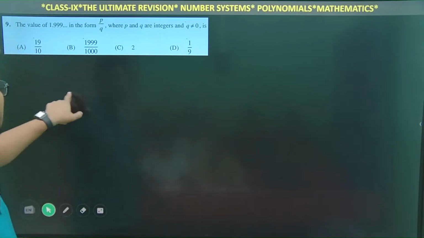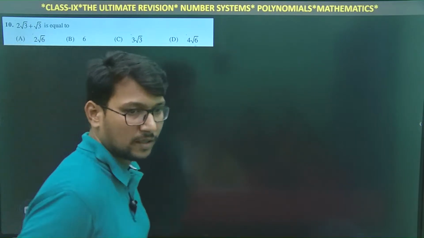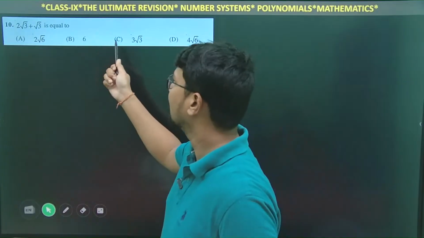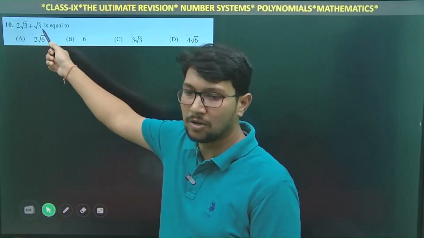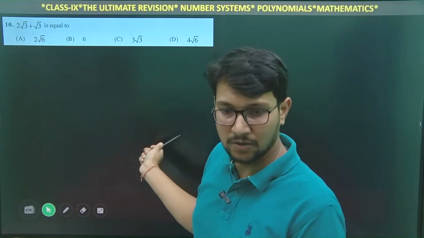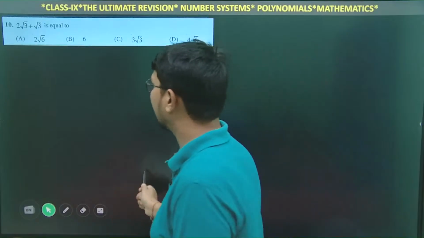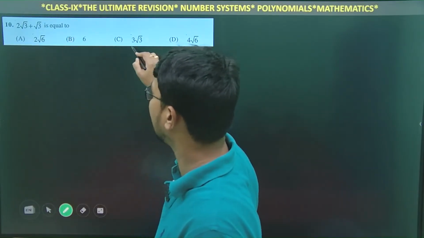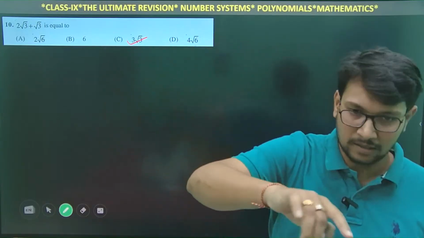Is this question clear, everyone? Check. 2 root 3 plus root 3 is equal to which one? 2 root 3 plus root 3 is equal to how much? 3 root 3. Clear? Why? 2 mango plus mango, right? That way. Is that clear? It is 3 root 3. Done. Let me write the answer here. 2 root 3 plus root 3 is 3 root 3, the answer. Got it? Clear?